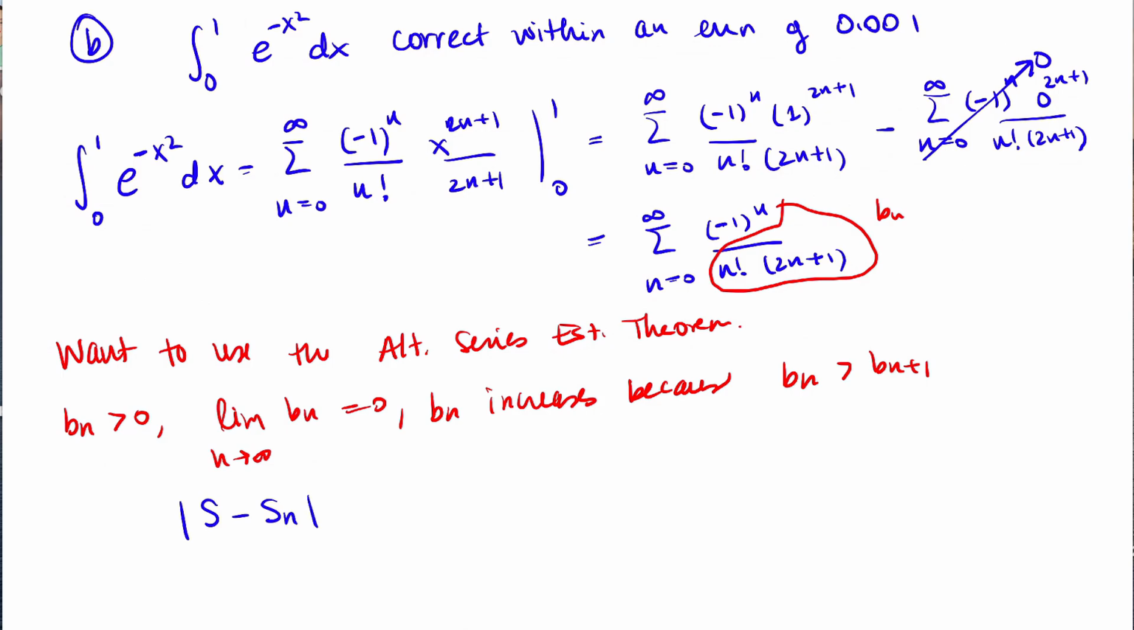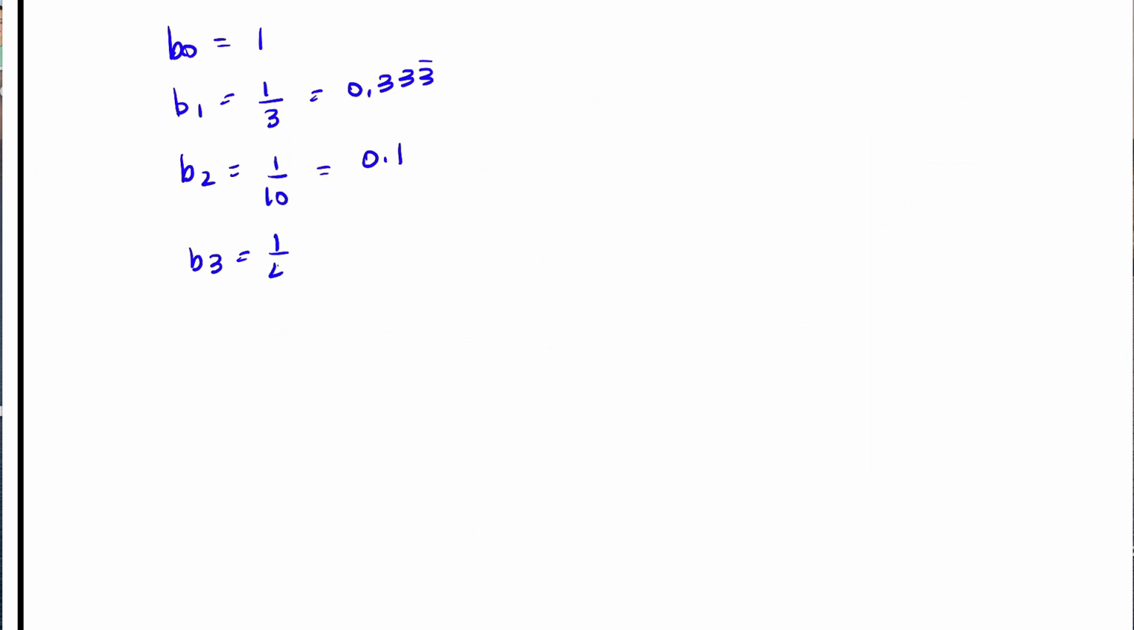We know how it works, right? S minus Sn is less than or equal to Bn plus 1. So in this case, my error is given by Bn plus 1, and we wanted it to be less than 0.001, okay? Therefore, B0 is equal to 1. B1 is equal to 1 over 3, which is 0.333. So we're not less than 0.001 yet. B2 is equal to 1 over 10, which is 0.1. B3 is equal to 1 over 42, which is equal to 0.023.